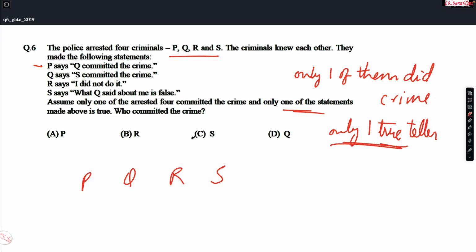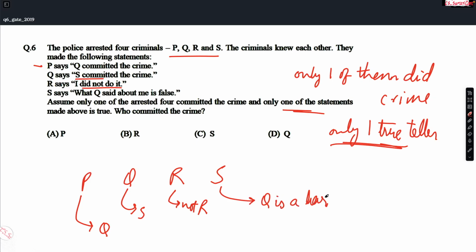Now, what are the statements claiming? P claims that Q committed the crime. So P is saying that Q has committed the crime. Q is saying that S has committed the crime. R is saying that I did not do it, okay? Not R is the claim over here. And S is saying that what Q said about me is false. So Q is a liar. This is what S said, right?